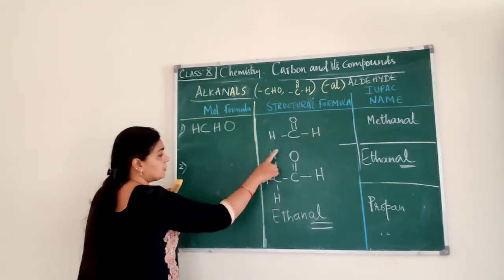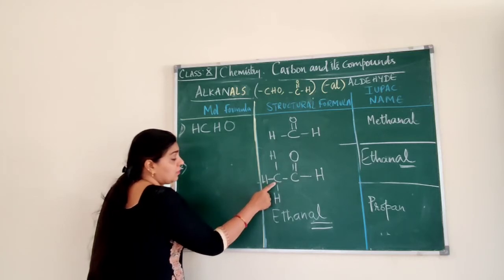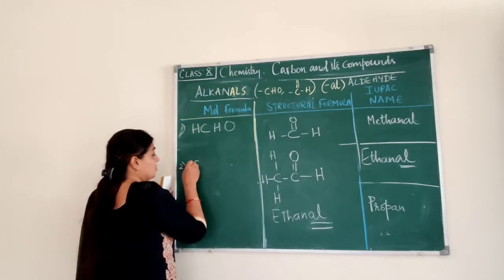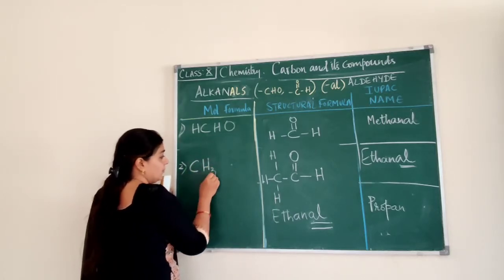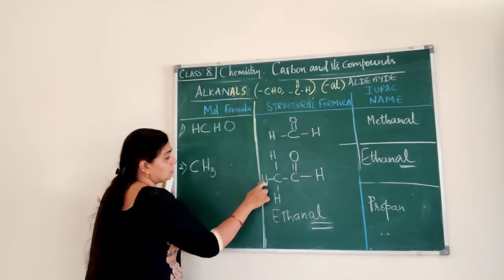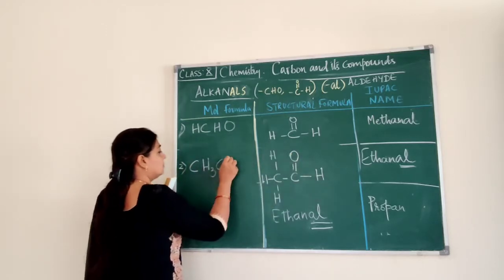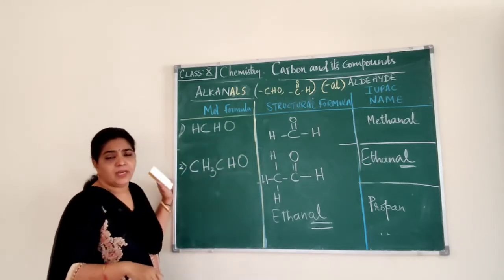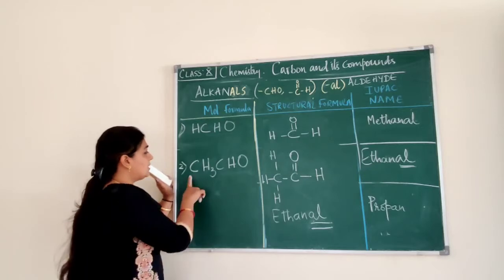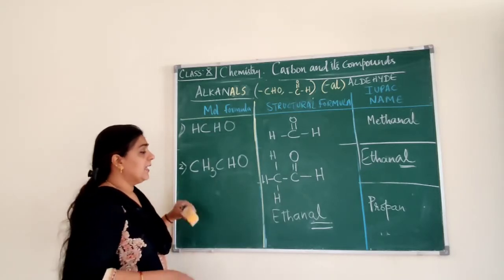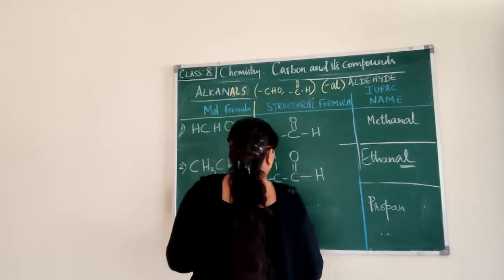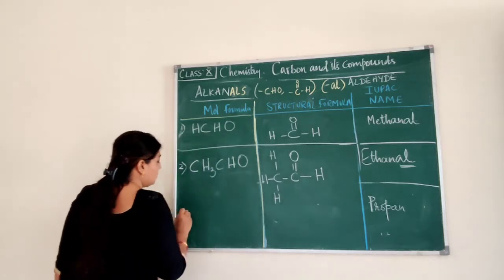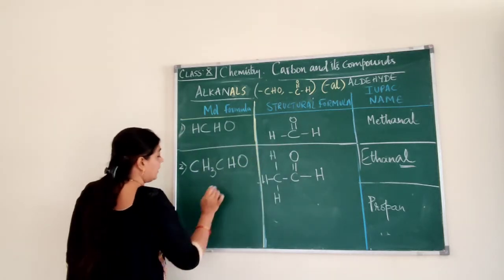Now let us write the molecular formula. What will be the molecular formula? C, how many H are there? 3, right? CH3CHO. Immediately when you see the CHO, you will know it is an aldehyde, and you will come to know it is ethanal. Okay, so that's about ethanal. Methanal is over, now ethanal is over.